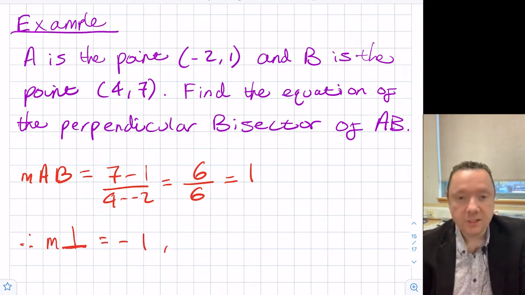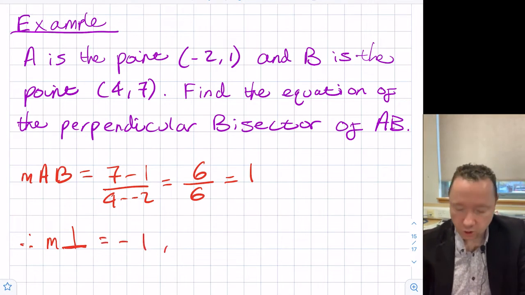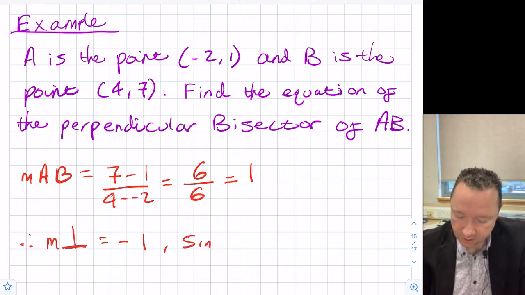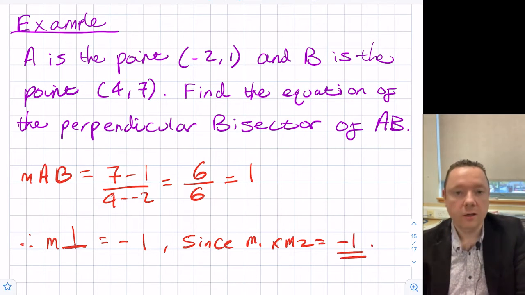And we always need to write the statement. Look at the previous video if you're not sure. Since M1 times M2 equals -1. So we now know our gradient is -1.